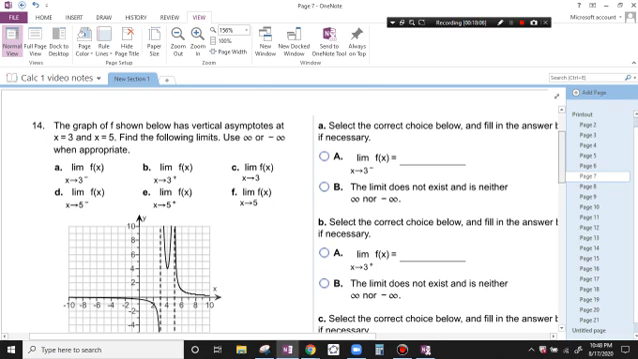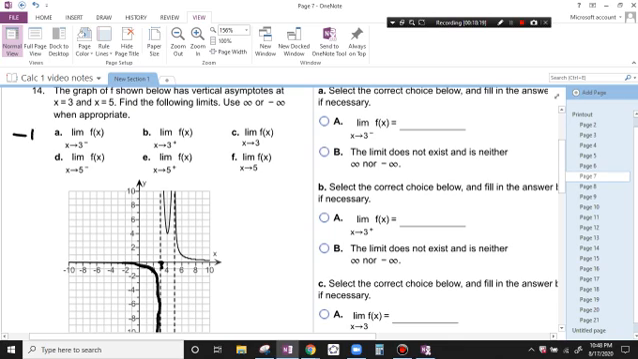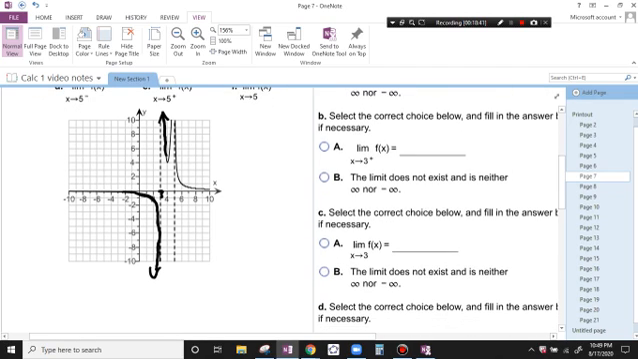The limit as x goes to 3 from the left. Here's 3. From the left, that thing's rolling down to minus infinity. 3 from the left, negative infinity. 3 from the right, oh, from the right of 3, you're way up here. Positive infinity. The limit from the left is negative infinity. The limit from the right is positive infinity. This limit does not exist. So for C, we would say the limit does not exist and is neither positive nor negative infinity.